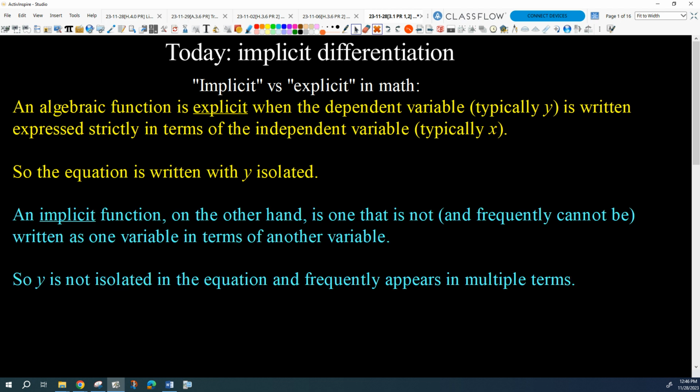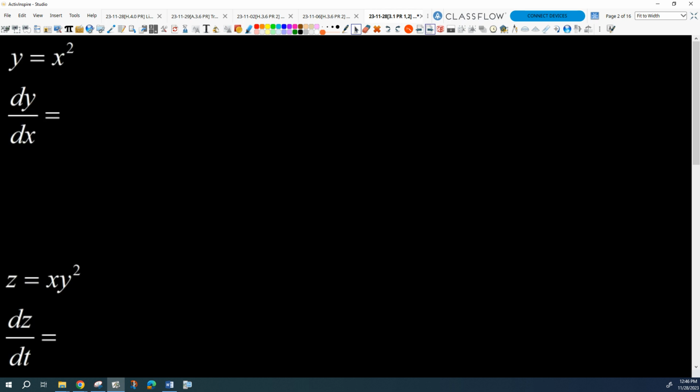In an implicit function or an implicit equation, the output variable is not isolated and it frequently appears in multiple terms, mixed in with other variables. Okay, that makes things much more complicated. So let's practice a little bit to warm up to this lesson. If y equals x squared, this is easy.